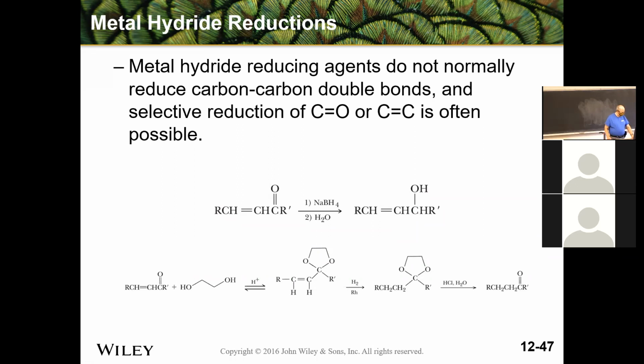Metal hydride reducing agents do not normally reduce carbon-carbon double bonds. So we can selectively reduce just the carbonyl and not the alkene group.